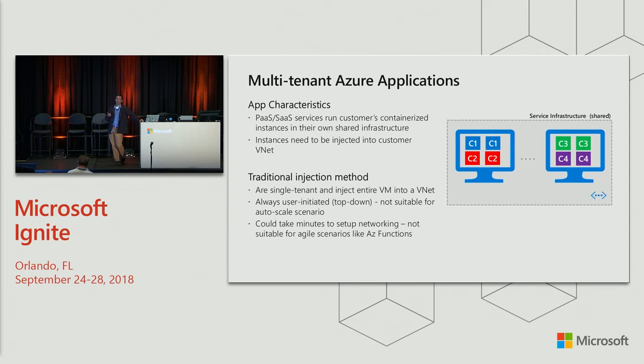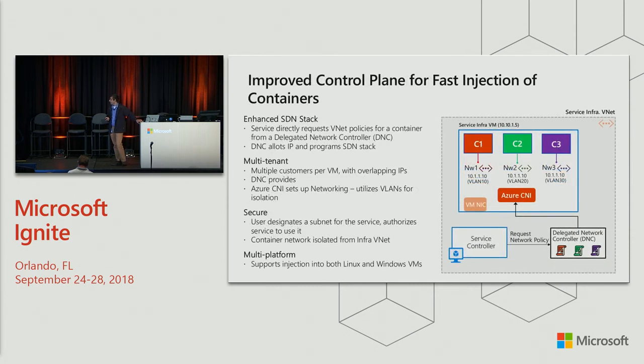And also, it takes a long time, whereas we want containers to be fast. If you bring up an Azure function, you want it to come up on a container quickly and get attached to your network fast, so that you can start running your workload on it. So with that in mind, we have come up with a few critical enhancements to our SDN stack, which allows you to inject containers into your VNets very quickly. This is a solution that a lot of PaaS and SaaS services in Azure are slowly integrating with. So I'll talk about some of the key aspects here.